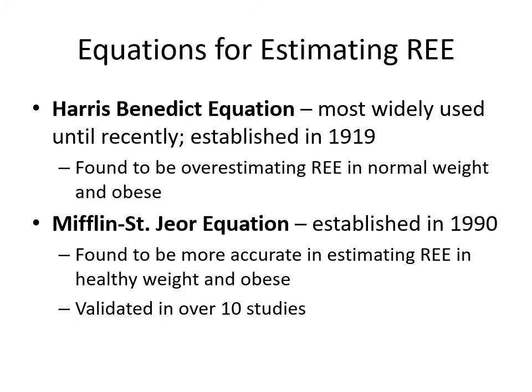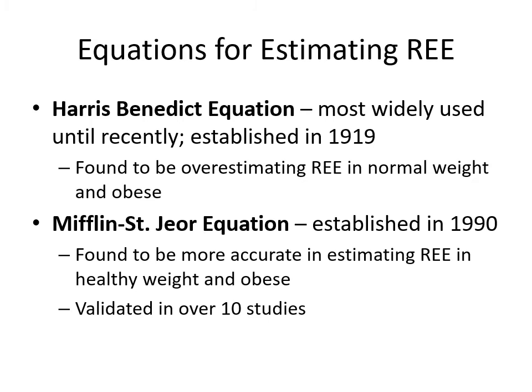Now again, we've discussed, so we have our equations for estimating, so these are just estimating our resting energy expenditure. And the Harris-Benedict equation is the most famous one. So it was most widely used until recently, and I say recently as in the last couple decades. This was established in 1919 and found to be overestimating resting energy expenditure in normal weight and obese. And that's because the Harris-Benedict equation was calculated using military personnel, and so that patient population was a little more fit than the average person, and so this artificially increased the calories for the equation.